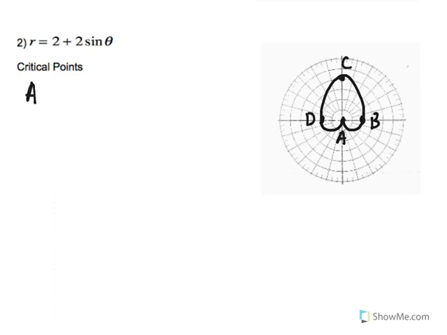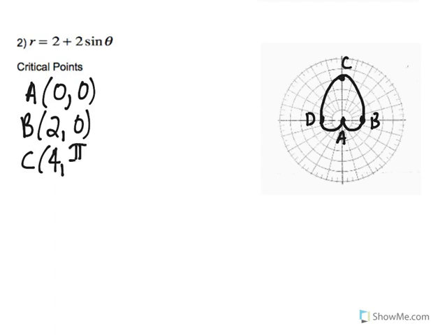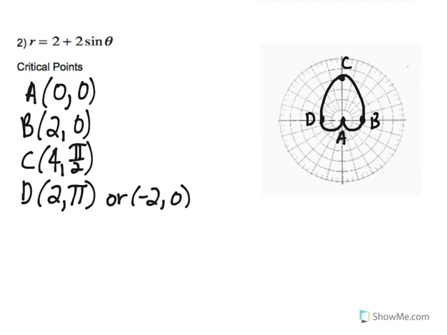And you can label these on or off the graph. Now for D, you could put -2, 0, or you could put 2 pi. Again, whatever you're comfortable with in terms of your labeling. I'm going to put -2, 0 in case that's the way you want to go with it.